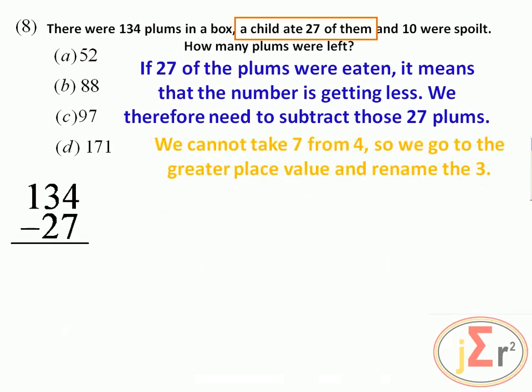We cannot take 7 from 4 in this mode of subtraction. So we go to the greater place value and rename the 3. Do not forget that the place value to the left is always 10 times the present place value. So when we remove 1 from that 3, we may replace it with 2, but the 1 that we have there is 10 times the present place value. So instead of having a 1, we will have 10.